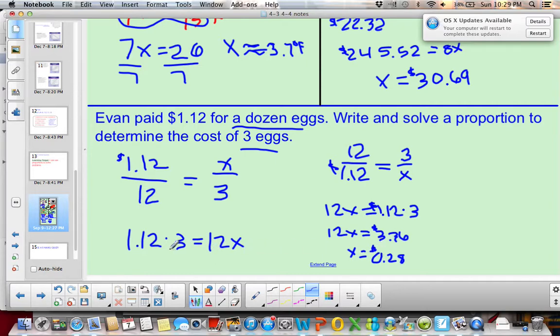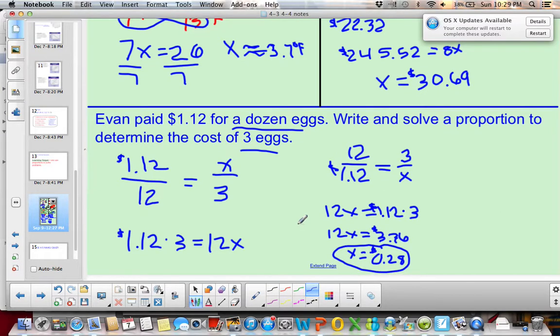Okay? Same equation over here. $1.12 times 3 equals 12x. You would get $3.36 equals 12x. And then you would get the same answer. So if you set it up this way, or if you set it up this way, you should have still gotten the same answer as 28 cents. And that tells us that it doesn't matter how we set it up, it just matters that our units, remember, are across from each other on the numerators and the denominators.